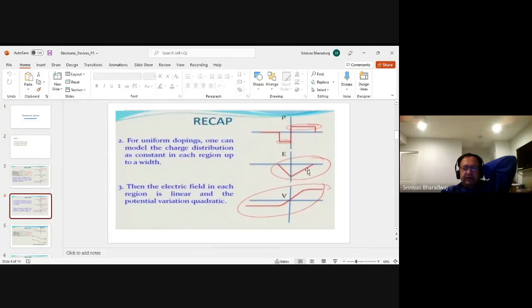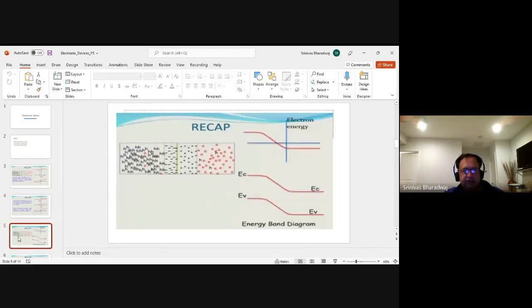So the electric field is linear, since rho is constant, and the voltage is therefore dV by dx equals E. So V equals the integral of E dx. When E is linear, this becomes quadratic within a range. It's quadratic here, quadratic there, but otherwise it is flat. That is the potential.